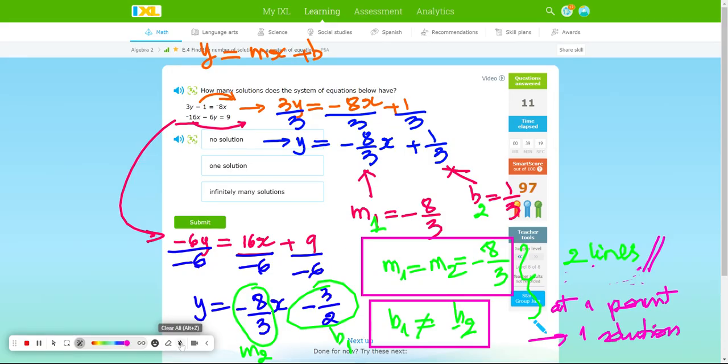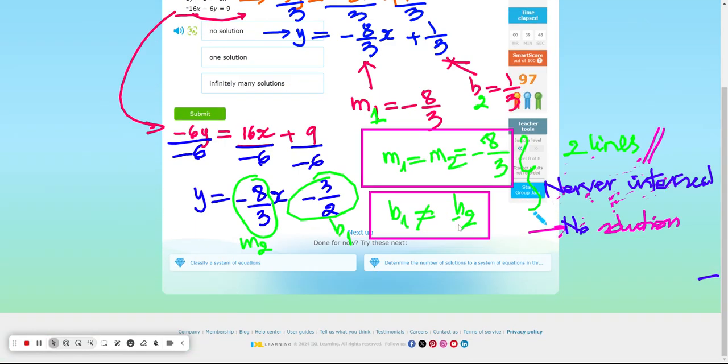So let's go erase this. It never intersects, so no solution. Let's go choose my option for no solution, right here. No solution. Okay, submit.